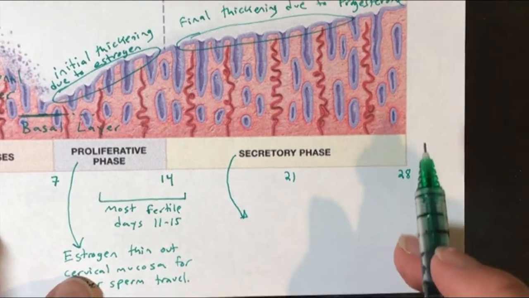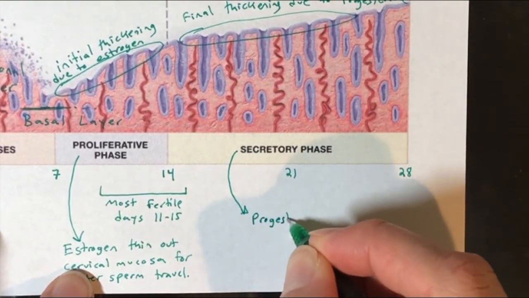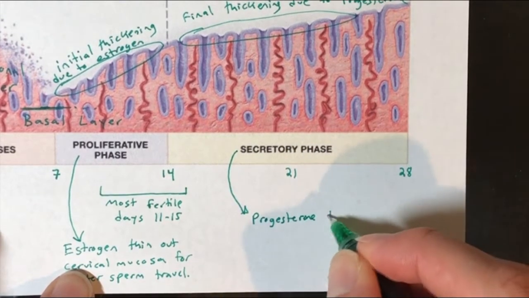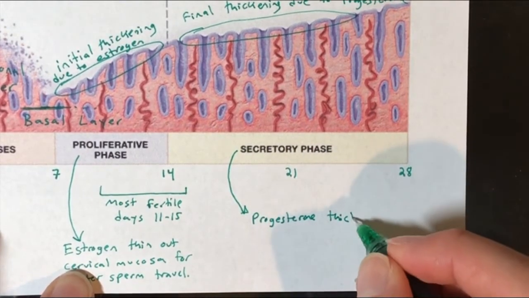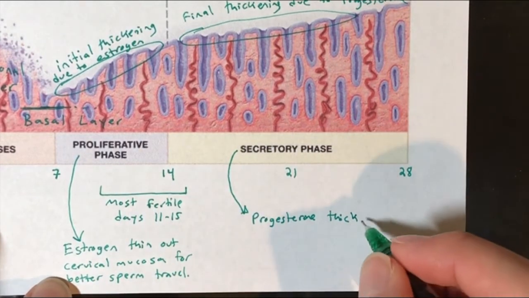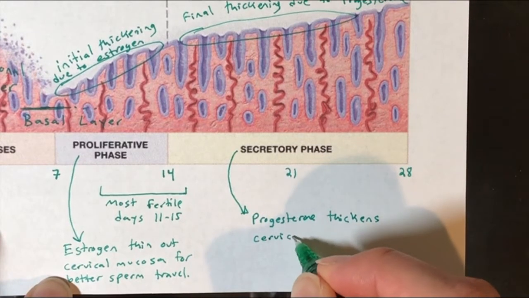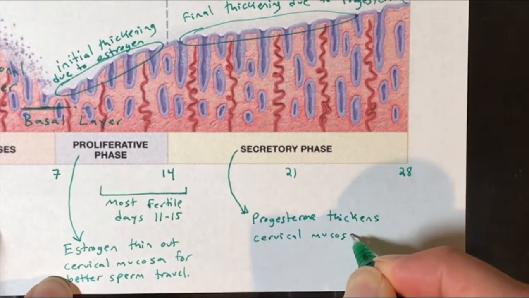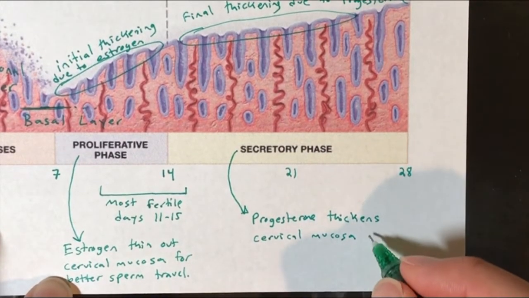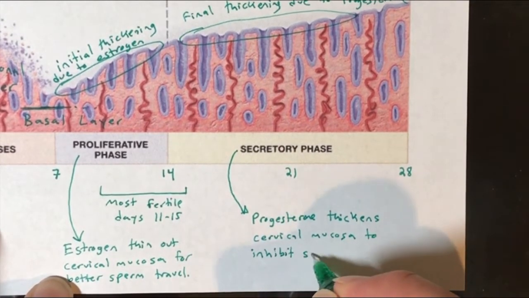In the secretory phase, the progesterone does the opposite of estrogen in terms of the cervical mucosa. It's going to thicken, and this is going to inhibit sperm travel.